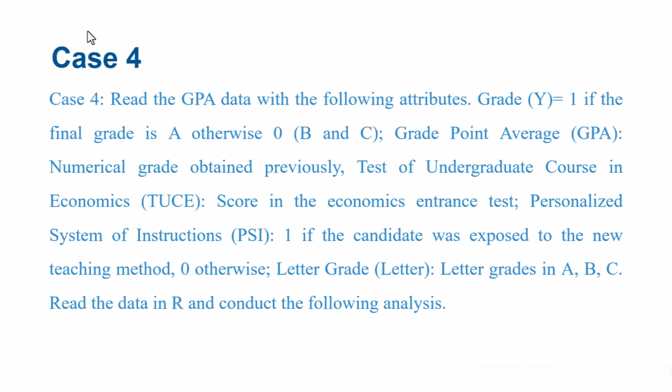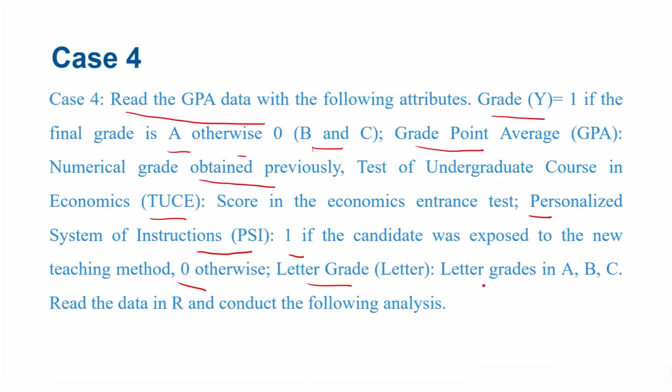In case 4, we'll read the GPA data with the following attributes. The data has grade variable y, which is 1 if the final grade is A, otherwise 0, which may include B and C grades. Then we have GPA, grade point average data, which is a numerical grade point obtained previously. Then we have TUCE, test of undergraduate course in economics data, which is the score in the economics entrance test. Then we have personalized system of instruction, which is PSI. The variable takes a value of 1 if the candidate was exposed to the new teaching method, 0 otherwise.